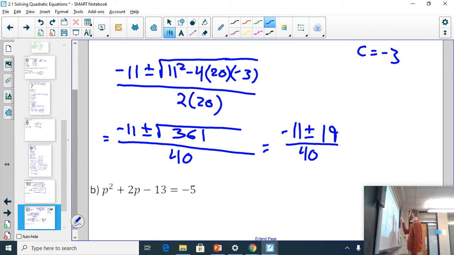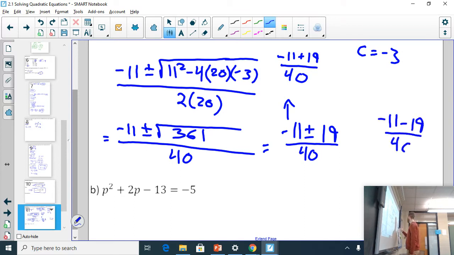Well, now let's do this. So we have two options. I'm going to work upwards a little bit. So we have negative 11 plus 19 all over 40. And we have, I'll write the other one over here, negative 11 minus 19 all over 40. And plus 19, we're going to get positive 8 over 40. Both divide by 8 to be 1/5.